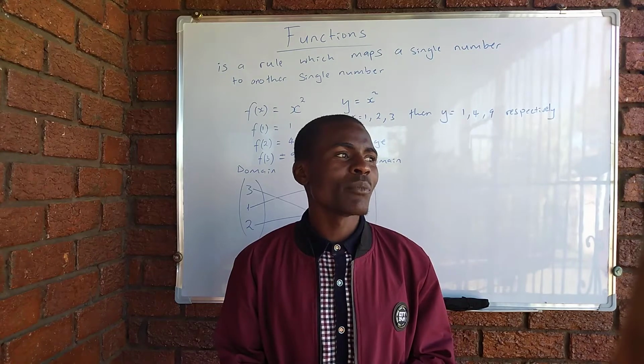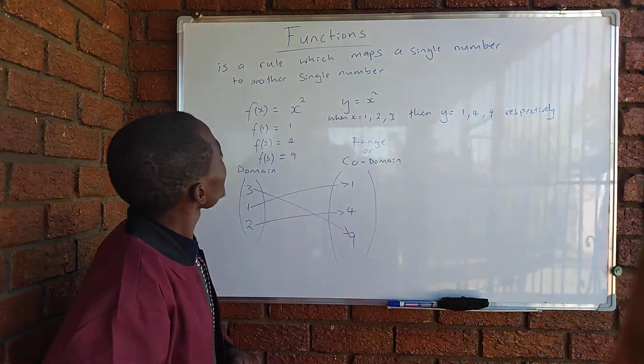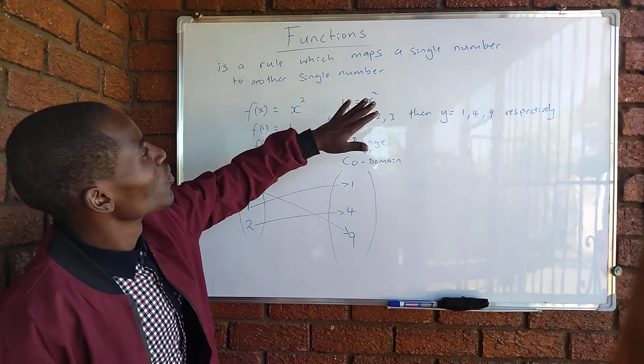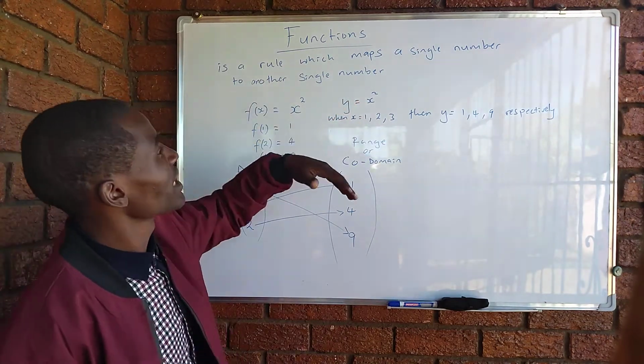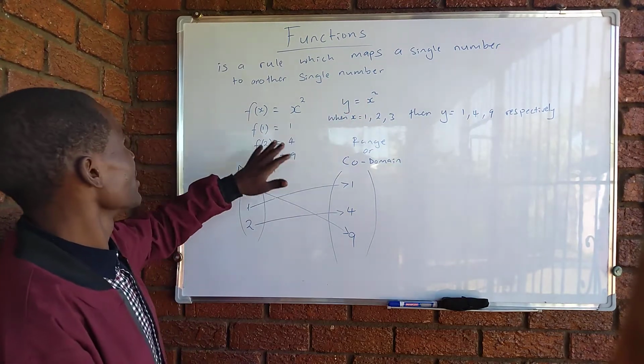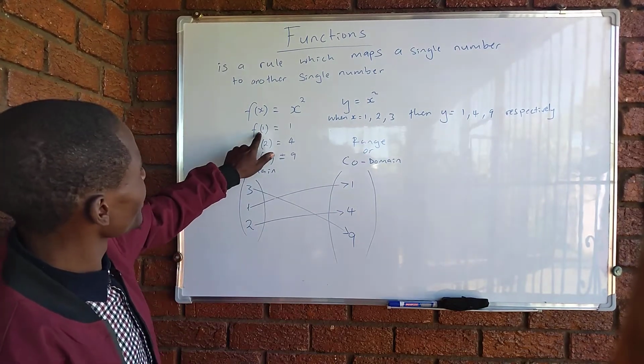Today guys, we're moving on to functions. So, the definition of a function: a function is a rule which maps a single number to another single number. For example, given f of x is equal to x squared, f of 1 is equal to 1.